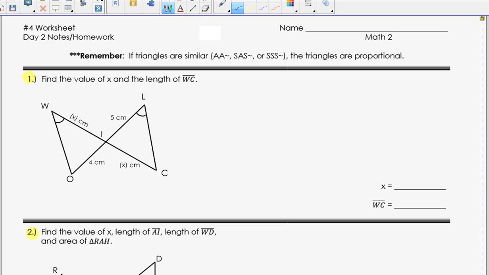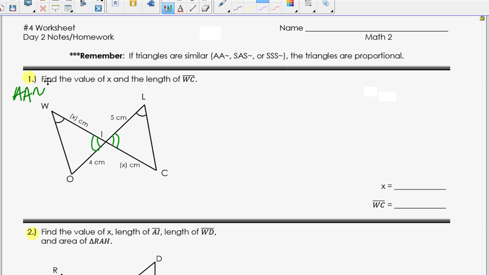For number one, it says find the value of x and the length of WC. Well, the first thing you need to know is that they're similar. If you noticed, angle W and angle L are congruent to each other, and based off of vertical angles, we can say that these angles in the middle, WIO and LIC, are also congruent to each other. So these are congruent by angle, angle, and even though it doesn't ask you to specify that, I always make sure.